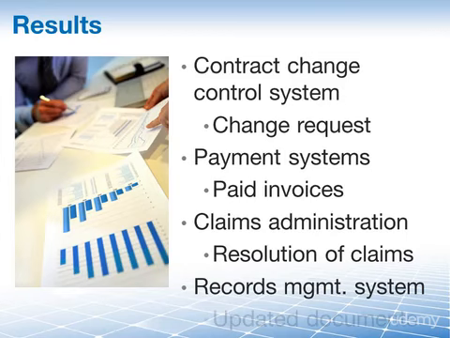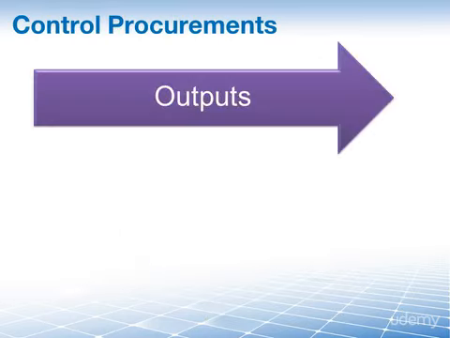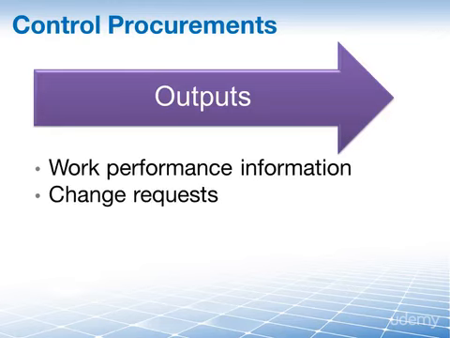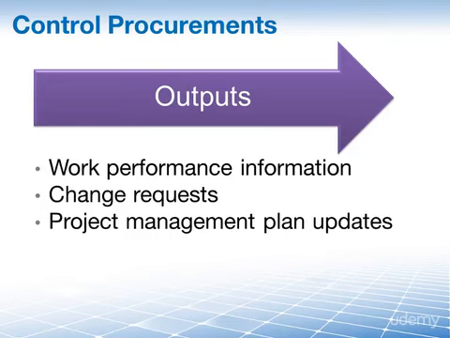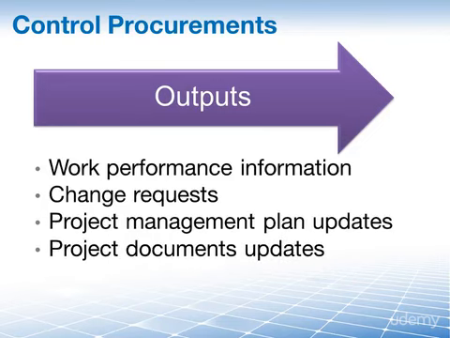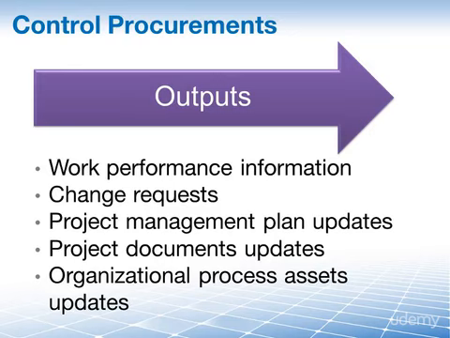And the result of this is, of course, we will have the updated documents available to us in our lessons learned databases. And from these 4 examples, you can now make the transition over to the outputs of the control procurements process. So we have the following outputs of our process: work performance information, change requests, project management plan updates, project documents updates, and organizational process assets updates.